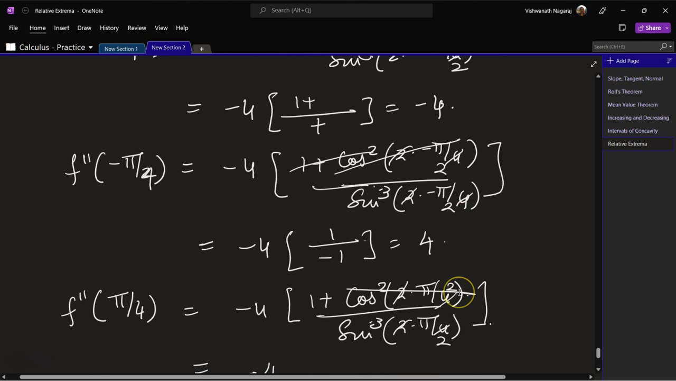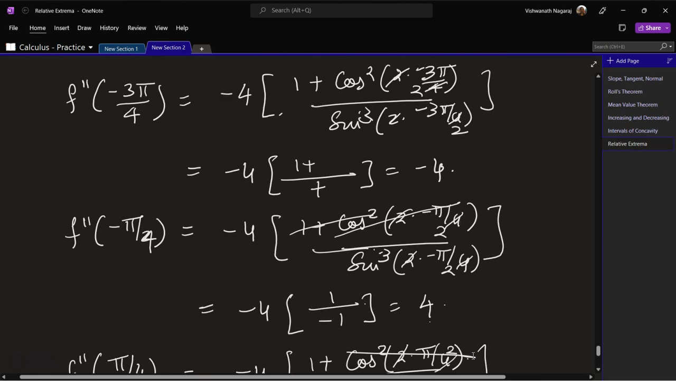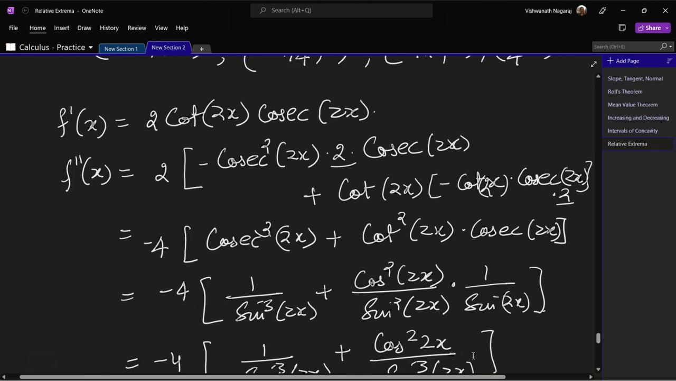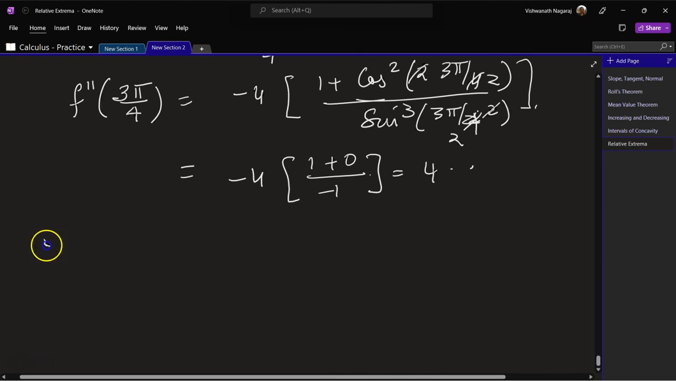So we have minus, plus, minus, plus. So plus means it is going to be relative minima. This is going to be relative maxima. Relative minima and relative maxima. Okay. 15th one.